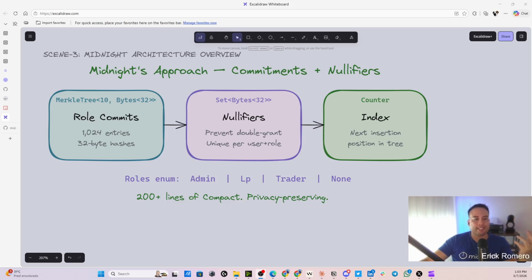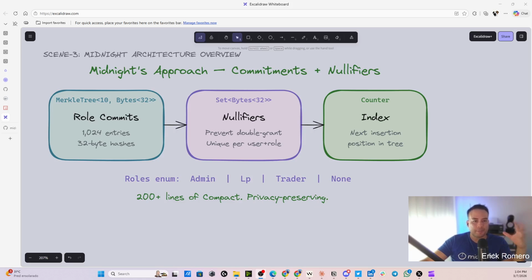Second, a set for nullifiers. This prevents the same role, for example, from being granted twice to the same user. Every time a role is granted, a unique nullifier is computed and added to the set. If someone tries to grant the same role again, the nullifier will already exist and the transaction is going to fail. Third, a counter for the index. This tracks the next insertion position in the Merkle tree. Simple bookkeeping, but essential for the tree structure.